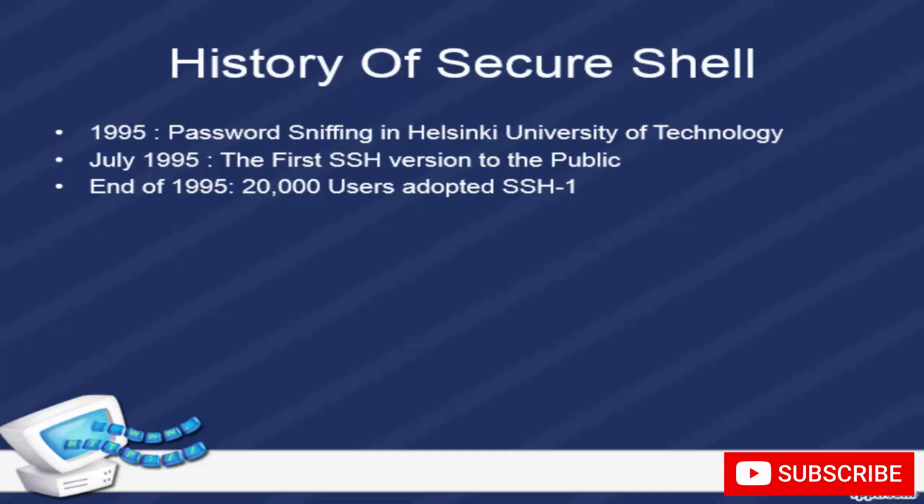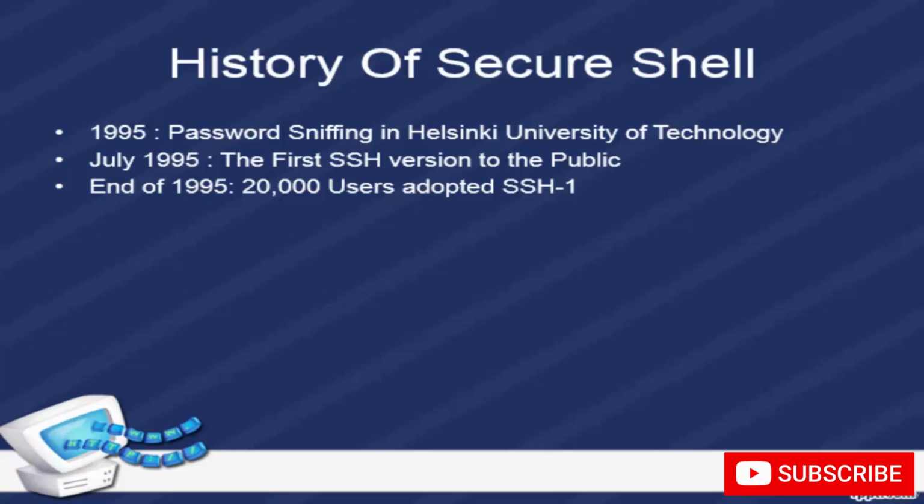The history of secure shell starts in 1995 when the Helsinki University of Technology, which is located in Finland, was a victim of password sniffing. At this time a young researcher started developing the SSH version 1 protocol, and he started using it for himself. After a while he realized that his product was getting attention, so he released SSH1 to the public as free software with the source code in July 1995.